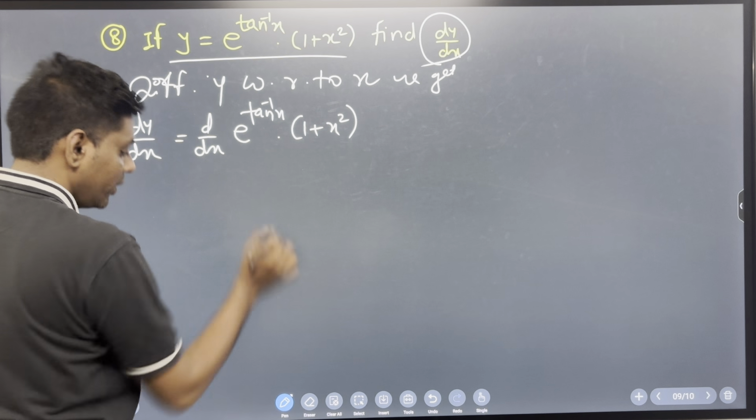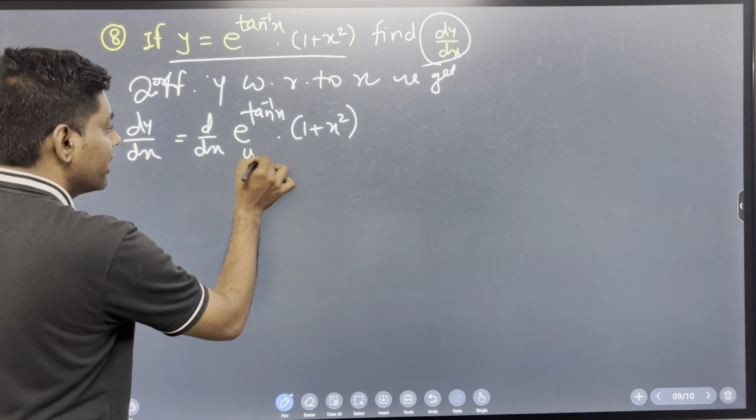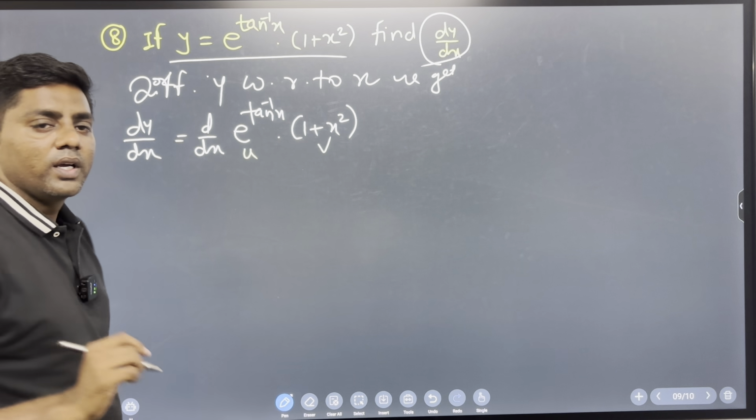Now here this is our u, e raised to tan inverse x, and 1 plus x square is v.